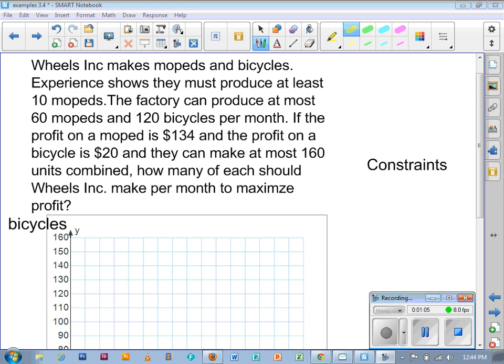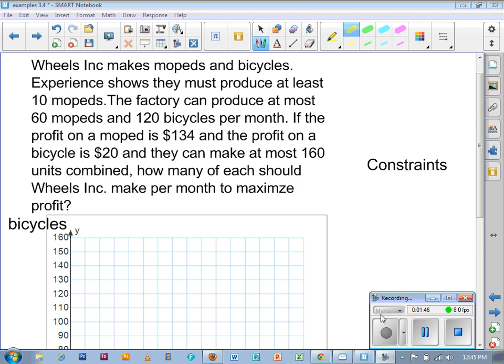Okay, welcome back. So we're going to read through it together and talk about some of the important information that's highlighted in this problem. Wheels Inc. makes mopeds and bicycles. Experience shows that they must produce at least 10 mopeds. The factory can produce at most 60 mopeds and 120 bicycles per month. If the profit on a moped is $134 and the profit on a bicycle is $20, and they can make at most 160 units combined, how many of each should Wheels Inc. make per month to maximize the profit?